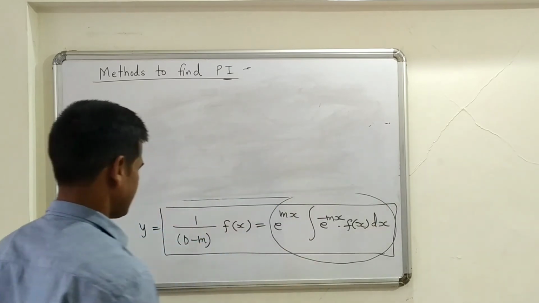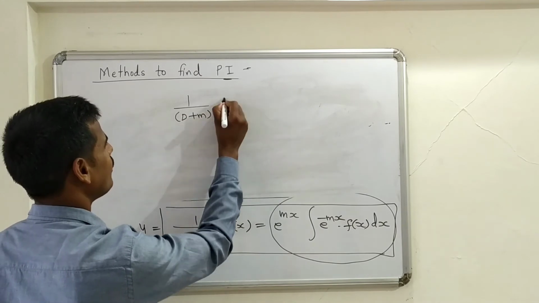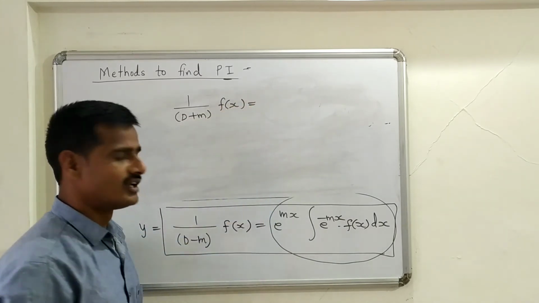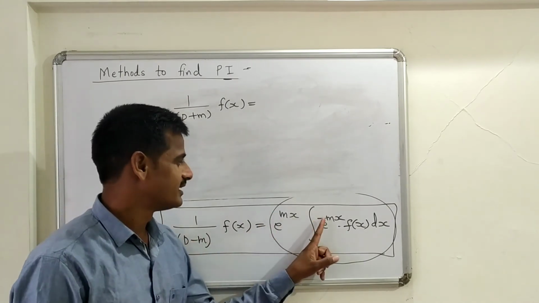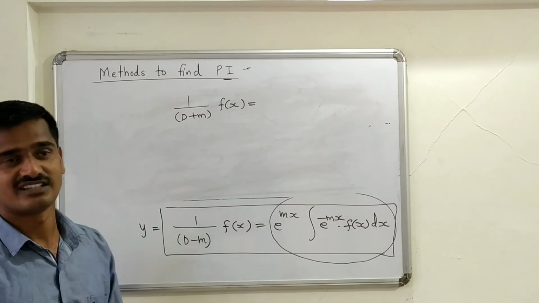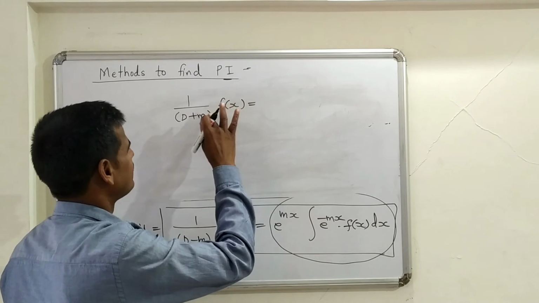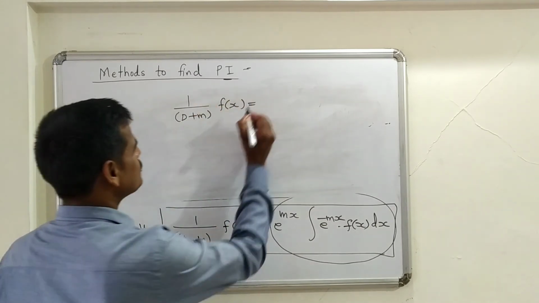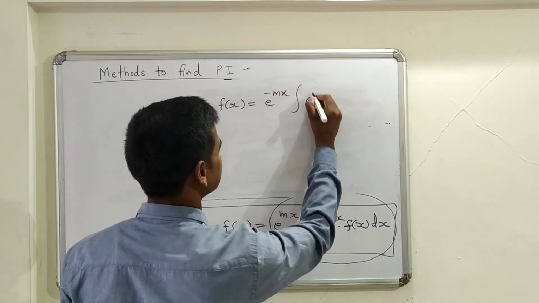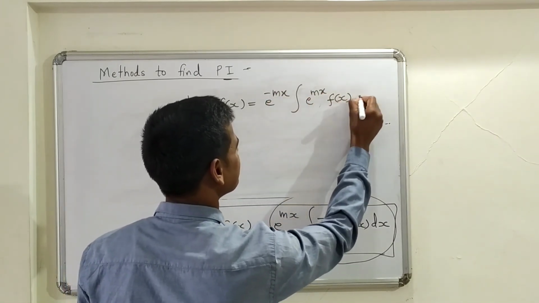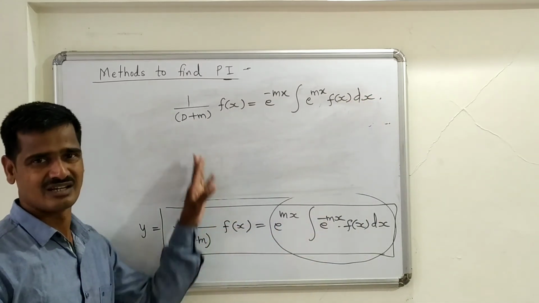Now with the help of this, I can also obtain the result for 1 upon D plus m operated on f of x. There is one way to remember this result: if here is a minus sign, then here is plus, and then again minus, so alternate plus and minus signs are there. Using this, I write the result for 1 upon D plus m operated on f of x. It is e to the power minus mx integration of e to the power mx f of x dx, or in another way you replace m by minus m everywhere and you will get this result.